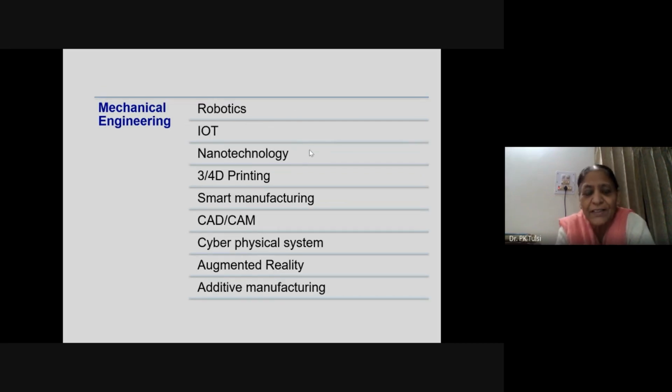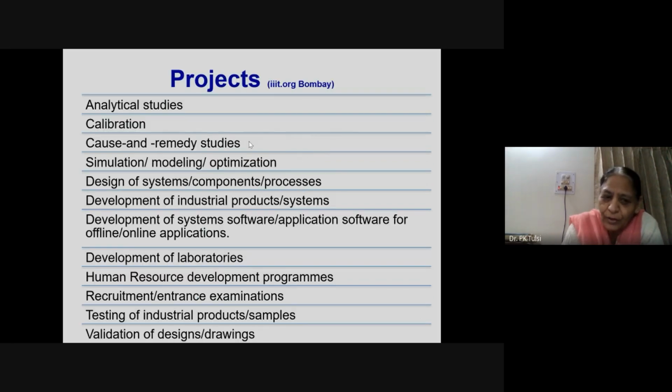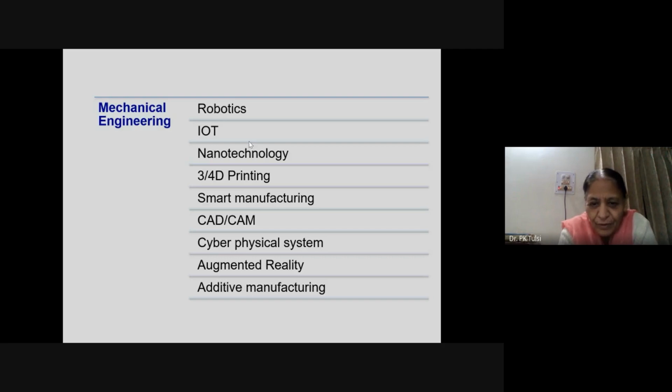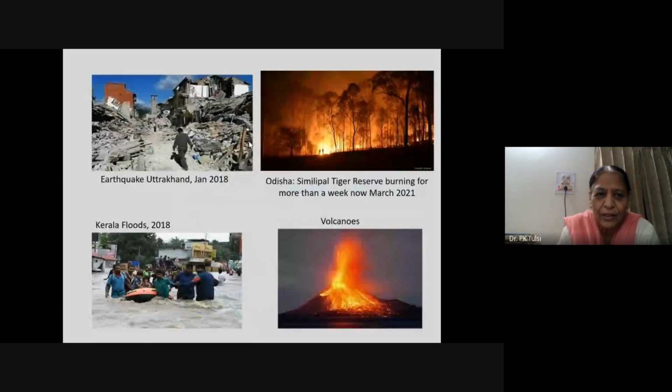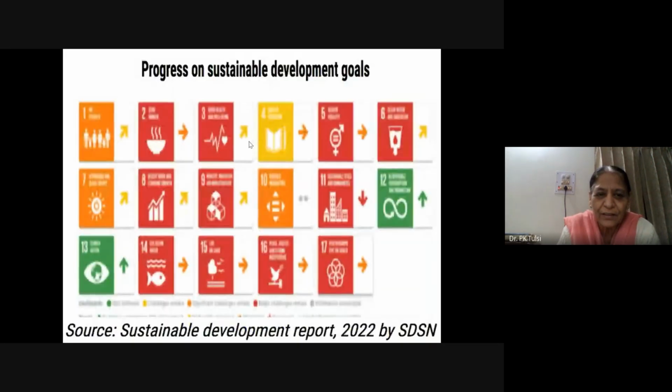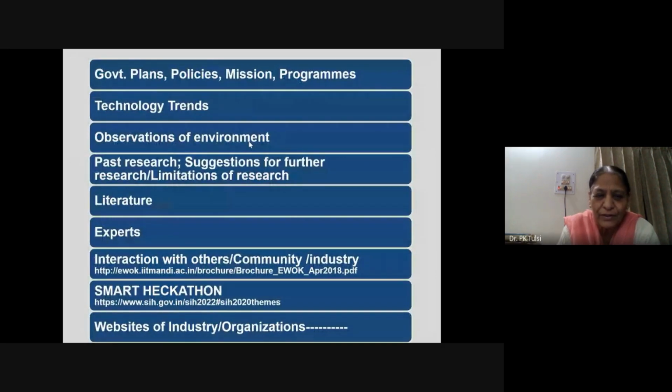Mechanical engineering again has a few areas. You can think of robotics, Internet of Things, nanotechnology. Now we are talking of 5D printing, going beyond 4D printing, smart manufacturing, and additive manufacturing, along with it CAD/CAM, cyber physical systems, and augmented reality. This is one area, technology trends.